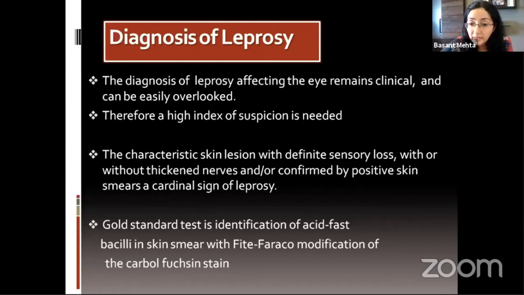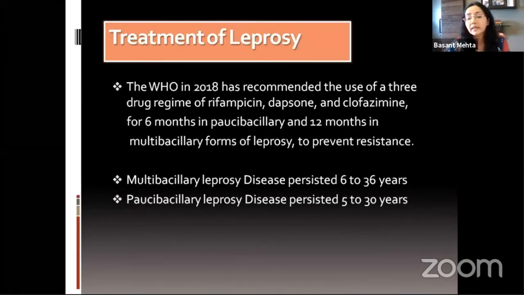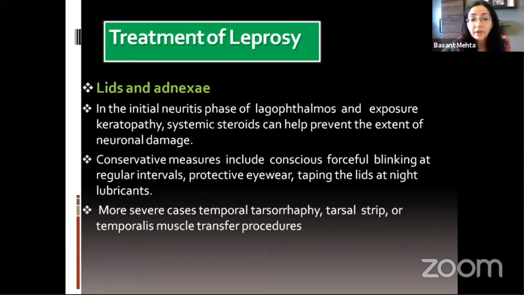The characteristic skin lesion with definite sensory loss, with or without thickened nerves, and a positive skin biopsy showing the acid-fast bacilli on modified carbol-Fuchsin stain is the gold standard for diagnosing leprosy. WHO in 2018 has recommended the use of a 3-drug regimen, rifampicin, dapsone, clofazimine, for at least 6 months in paucibacillary and 12 months in multibacillary forms of leprosy to prevent recurrence.